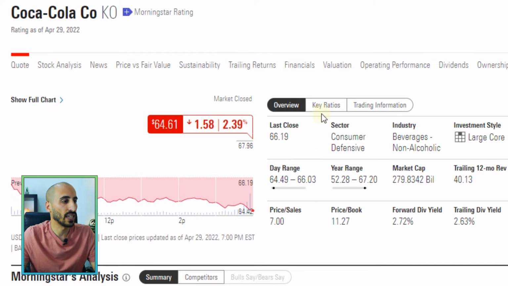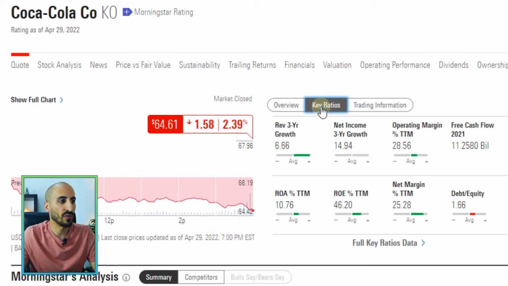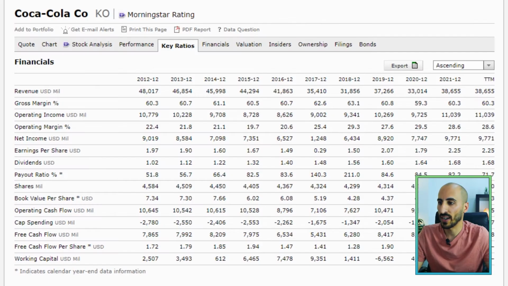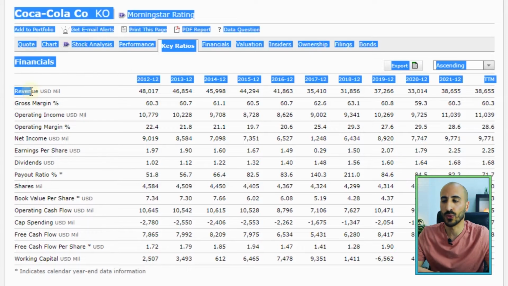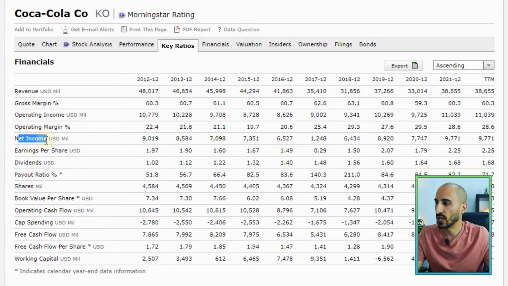Therefore, let's click on Key Ratios and then on Full Key Ratios data. Chrome will open another tab that shows right away all the important financial data of Coca-Cola. Now, most of this data comes from the income statements, like revenue, net income, and so on, as well as from the cash flow statements like operating cash flow, cap spending, and free cash flow. But now we want to focus solely on the cash flow statements.